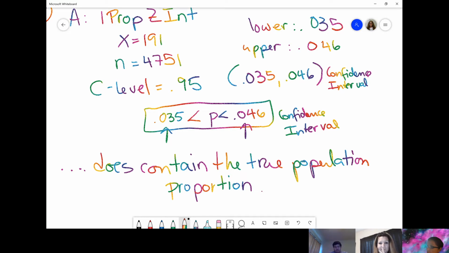If you go on to number 7, it's just finding the confidence interval, which is just using the calculator. That's all you have to do. The same with number 8. You just use the calculator, and that's it.